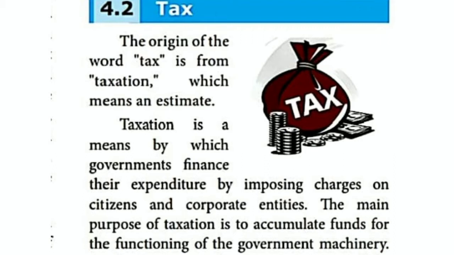Okay children, take your book, all of you, page number 322. Take it children. Tax. In your book, what is given in the sense is the origin. This word, tax, from where it derived? From the word taxation. What is the meaning of taxation? Estimate, estimation, the calculation. That's the meaning, children.